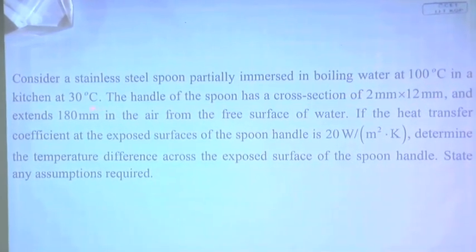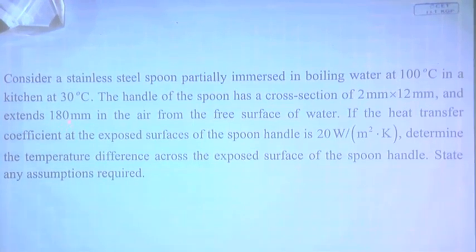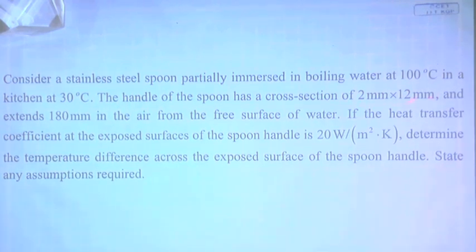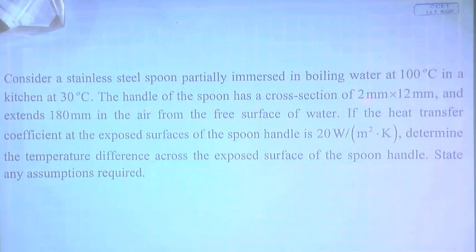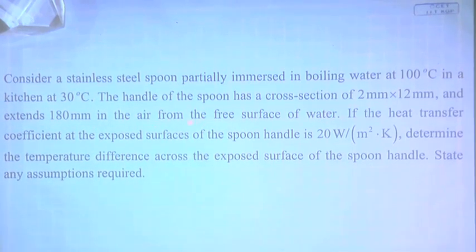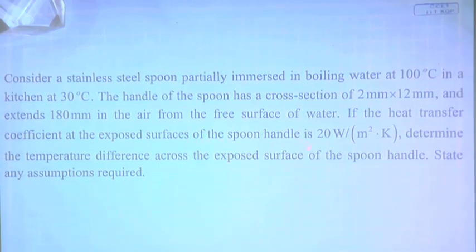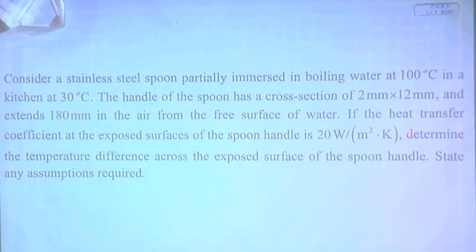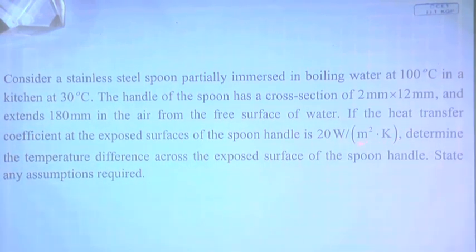100 degrees is the base temperature and 30 degrees is the kitchen temperature, meaning surrounding fluid, T infinity, TB. The handle of the spoon has a cross section of 2 millimeter into 12 millimeter. 2 into 12, 24 millimeter square is A. And extends 180 millimeter in the air, that is the length of the fin, from the free surface of water. The spoon is extending 180 millimeter in the air from the free surface of water. That means the length of the fin. If the heat transfer coefficient at the exposed surfaces of the spoon handle is 20 watt per meter square K, that means in our language h. So immediately compile, h is 20 watt per meter square K.